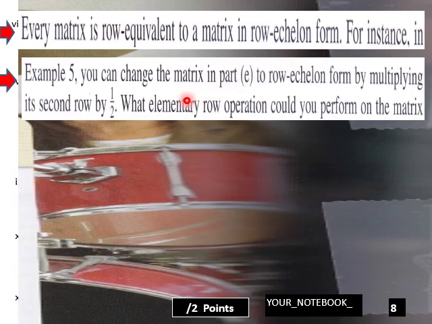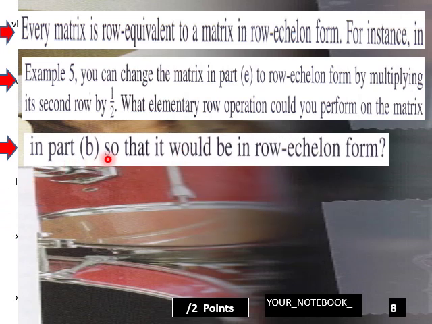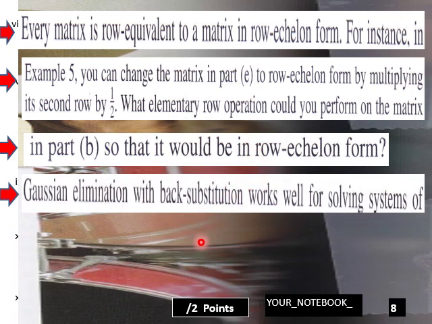So moving right along here, every matrix is row equivalent to a matrix in row echelon form. For instance, in example 5, you can change the matrix in part E to row echelon form by multiplying its second row by 1/2. What elementary row operation could you perform on the matrix in part B so that it would be in row echelon form? That would be the question.